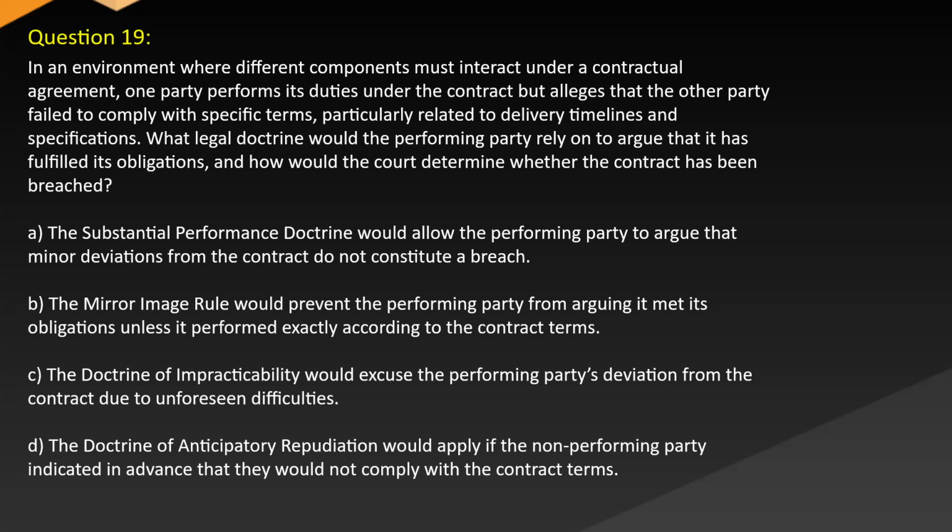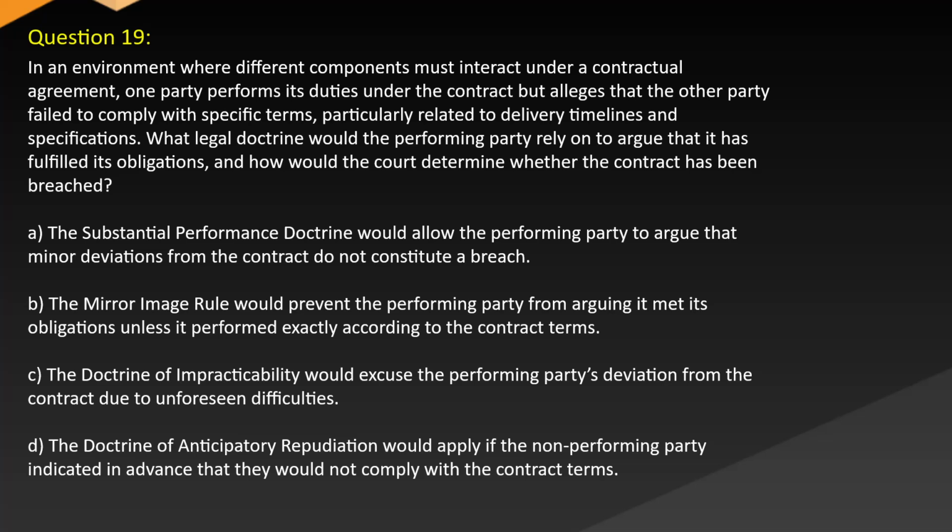Question 19. In an environment where different components must interact under a contractual agreement, one party performs its duties under the contract but alleges that the other party failed to comply with specific terms, particularly related to delivery timelines and specifications. What legal doctrine would the performing party rely on to argue that it has fulfilled its obligations, and how would the court determine whether the contract has been breached?